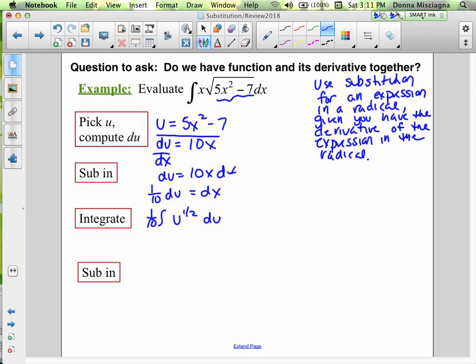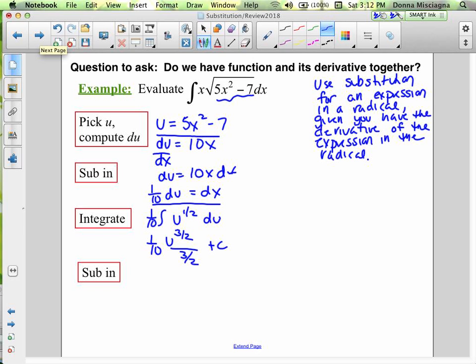Right? So the 5x squared minus 7 becomes u. The dx becomes 1/10 du, and now we can integrate. So now this is just going to be 1/10 u to the 1/2. We're going to add 1, so 3/2 power, and then divide by the same thing, because we're undoing the power rule. So we'll divide by 3/2 and then plus c.